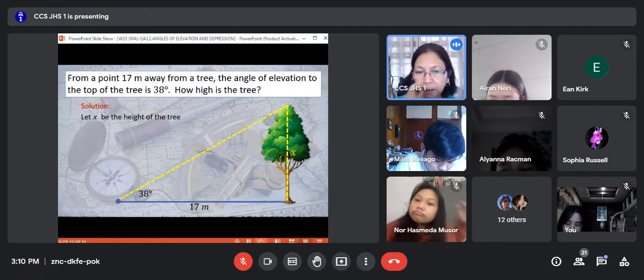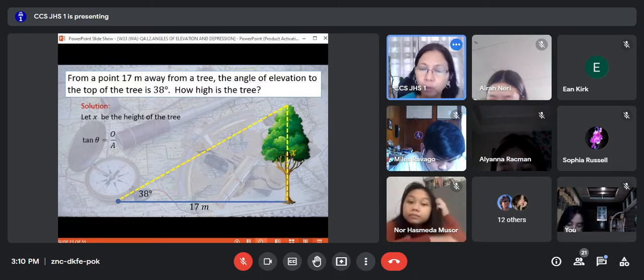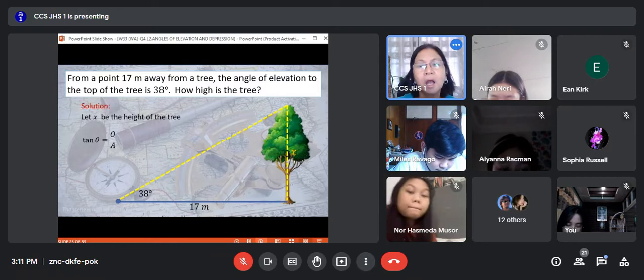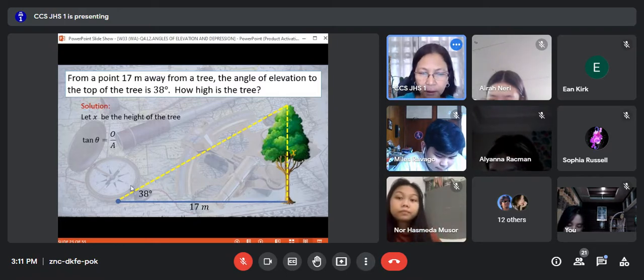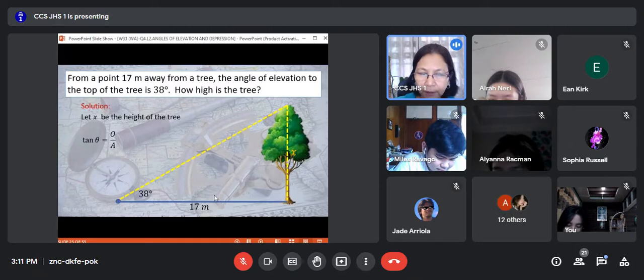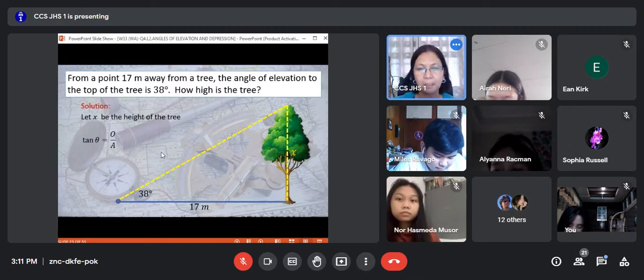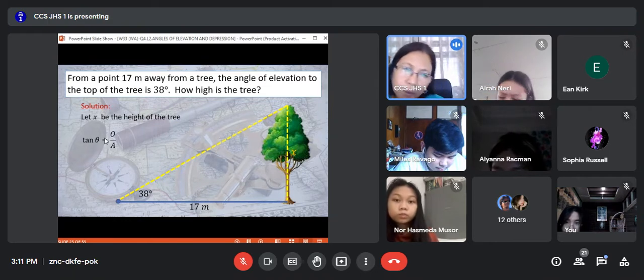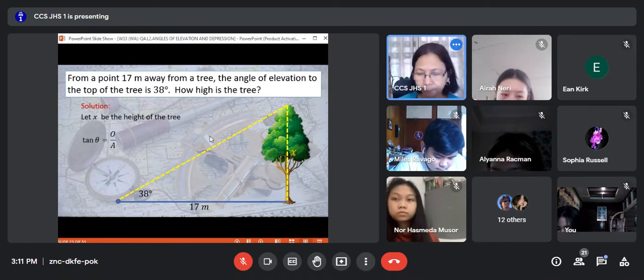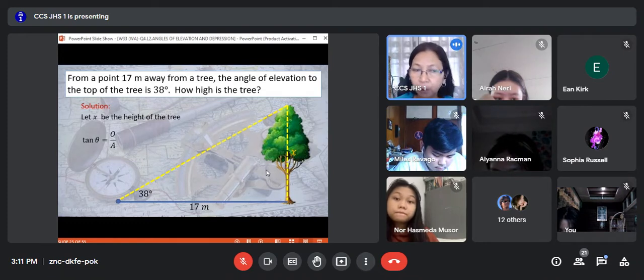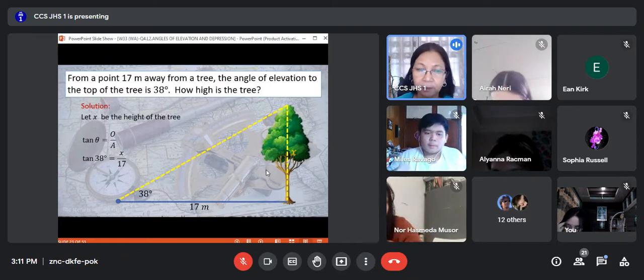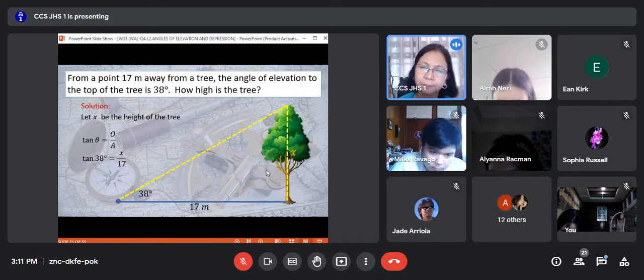Okay? Based on the given information, we're going to use our tangent theta because our given is the angle and then the adjacent. The unknown is the opposite side. Here for this module, we are using theta as our angle. Now let us substitute our values. Our theta is 38 degrees. Our opposite side is unknown, x, and our adjacent is 17. So you have here a simple equation. How do you solve for x? What shall we do?